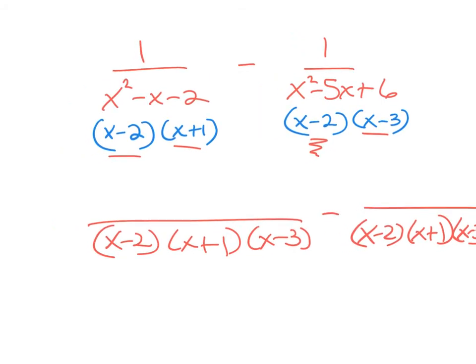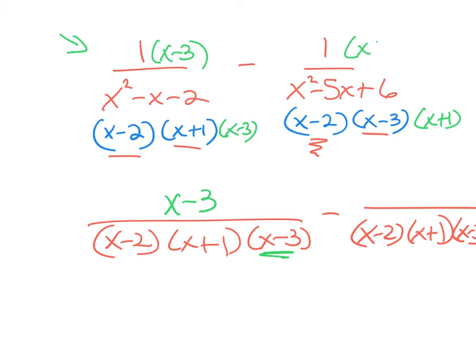So now this one, the first fraction here, I'm going to look to see what it's missing, and it's missing the x minus 3. So whatever you're going to multiply to get to the denominator, you do to the top. Luckily, my numerator originally was just a 1, so I'm just going to write x minus 3, because 1 times anything is itself. The second fraction, you can see that it's missing the x plus 1. So put it up at the top.